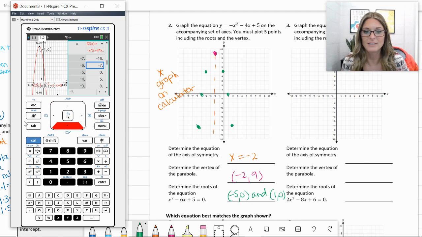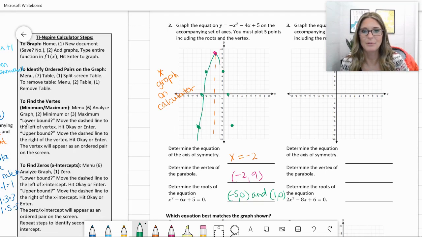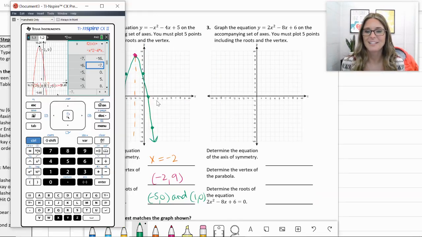So let's connect our points to create that upside down parabola. Try to make it nice and smooth like a curve. Let's do number 3 as well. So I'm ready to start a whole new page.